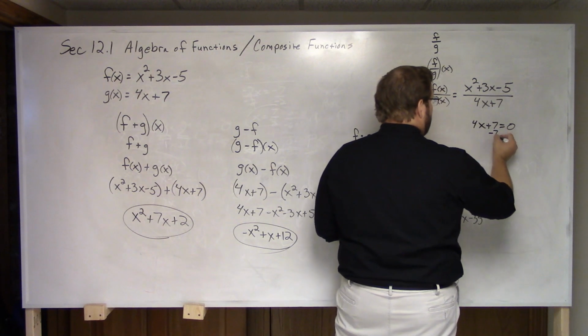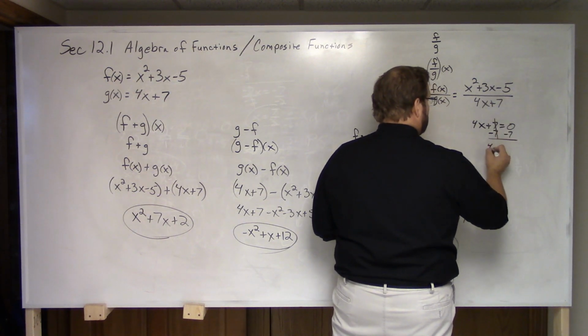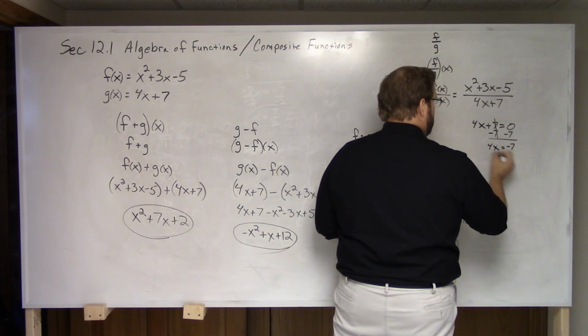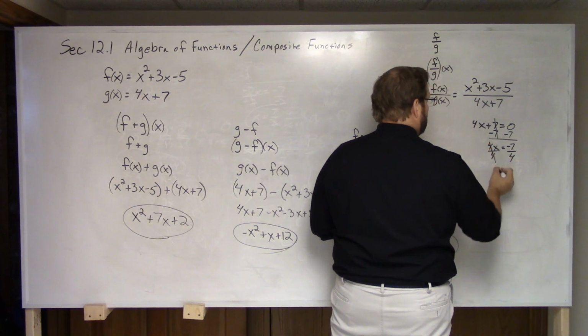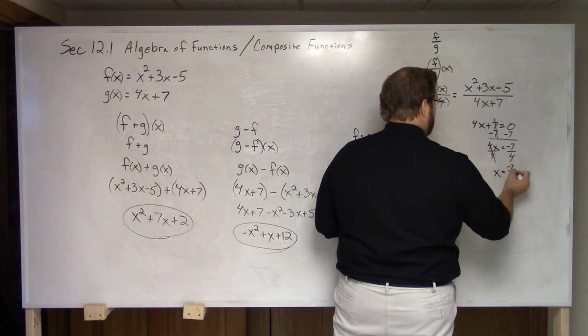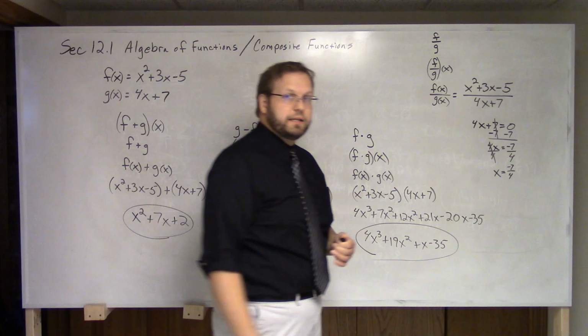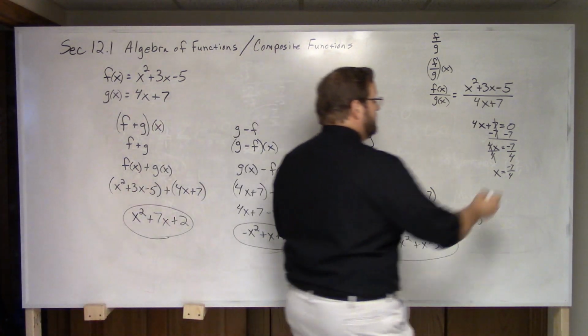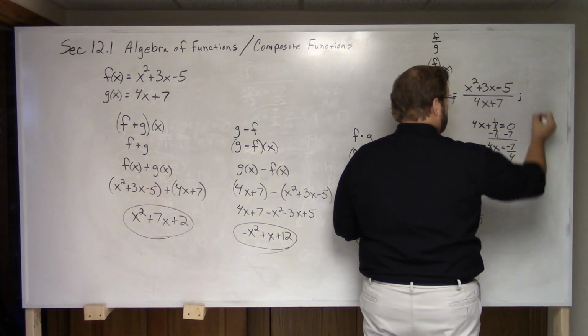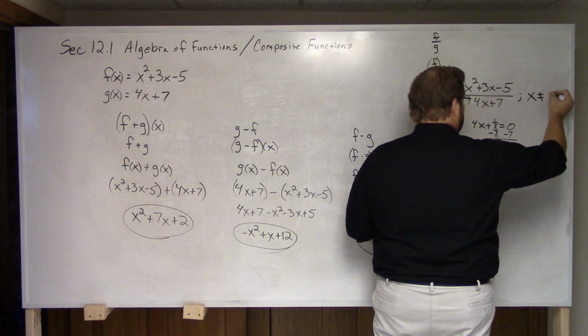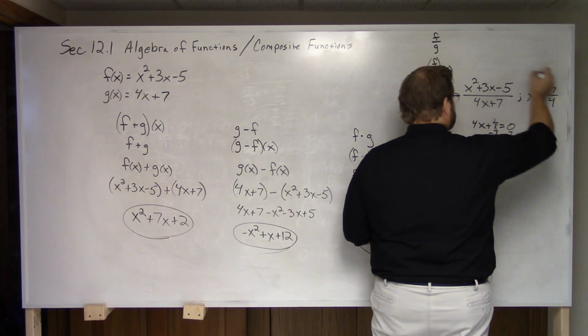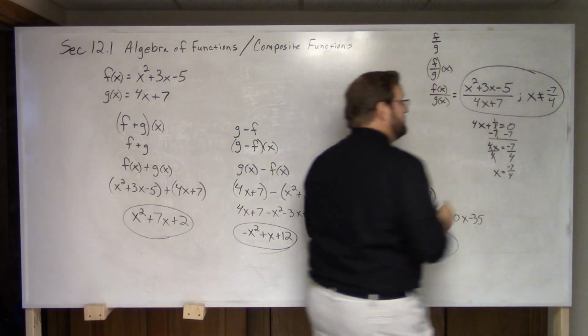So I'm going to subtract 7 and then divide by 4. And we get that. Now how we would list that is simply semicolon and then x is not equal to -7/4. And that whole thing would be your result.